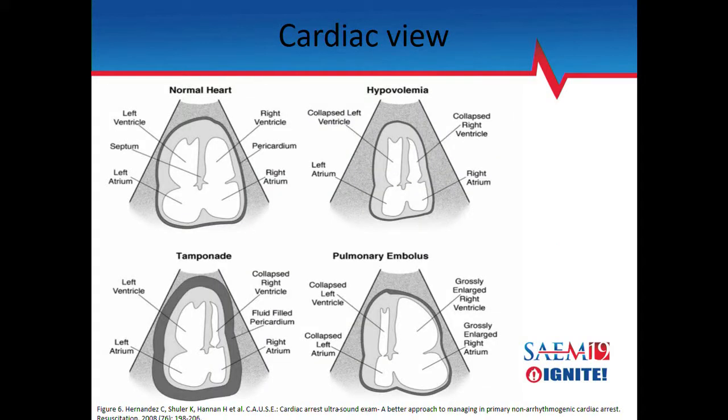So you'll see in the left upper hand corner, that's the normal heart. The right upper, hypovolemia, collapsed LV and RV. Tamponade, you'll have the pericardial effusion. And then PE, you have the dilated right side of the heart. Now, they rationalized if you do that, you don't see any of that stuff, you got the normal heart.